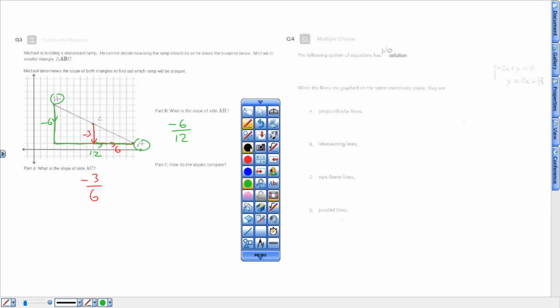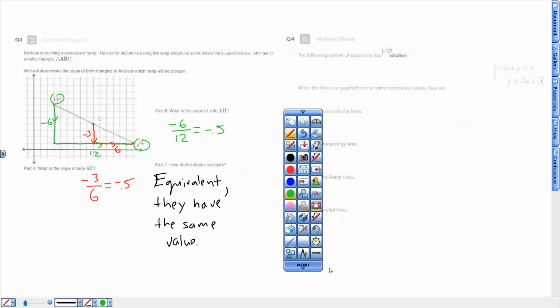And then how do they compare? They are equivalent. Make sure you are able to write that in a sentence. They're equivalent. They have the same value. Even though they look different, one with 3, one with 6s, they have the same value. They're both -0.5. Both of them have the same value. They're equivalent. Different numbers, but the same real value or answer.